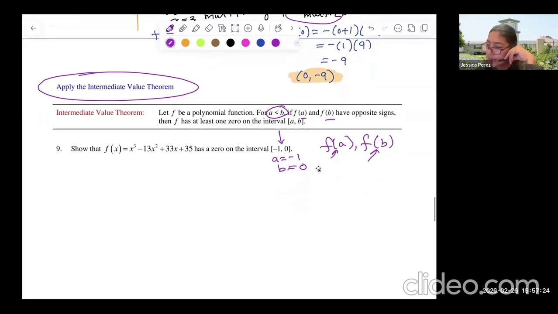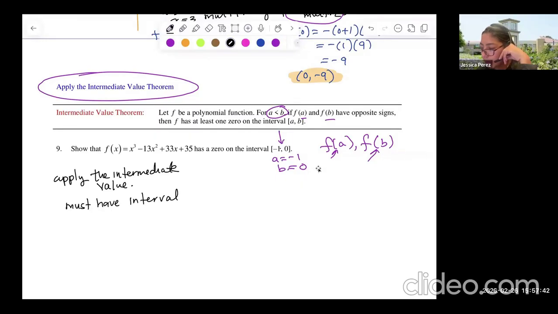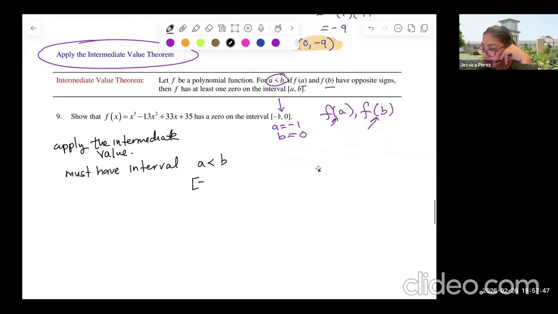So what we are going to do is apply the intermediate value theorem. We are going to see whether it's true or not. So we must have an interval where a is less than b. So here we have -1, 0, where a was -1 and b is 0. So a is less than b. That's true because -1 is less than 0.